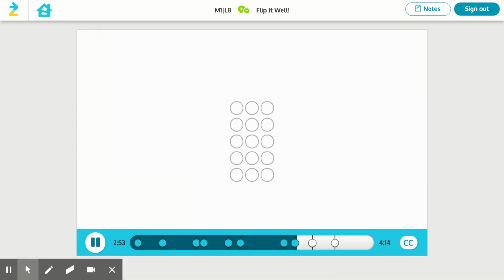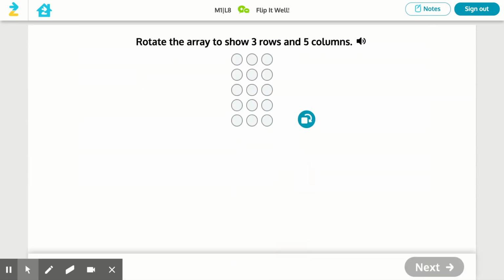Your array should have looked like the one here. I wrote 5 times 3, since I knew there were 5 groups of 3. Awesome. Now let's mix it up again and rotate this array and see what we can do with it. All right, so let's rotate it. Boop, we flipped it.